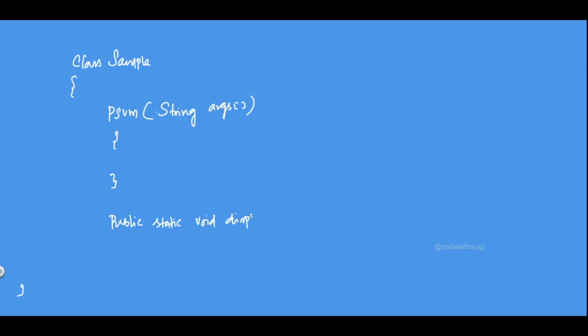So we have discussed how to create a static method. Now we have to see how to access the static method in real time. For example, you have a class called Sample. Say we have a public static void main, String[] args, then let's say public static void display, with System.out.println of hello world.